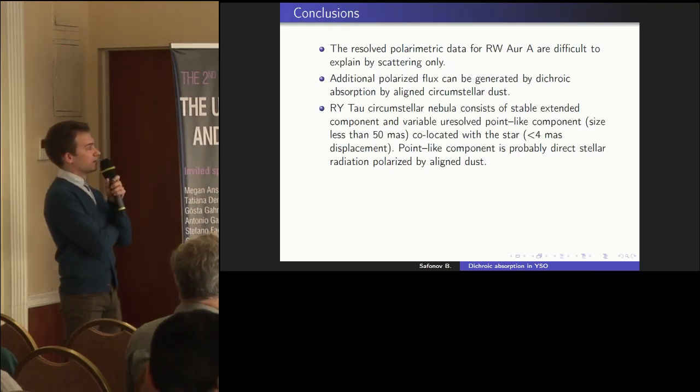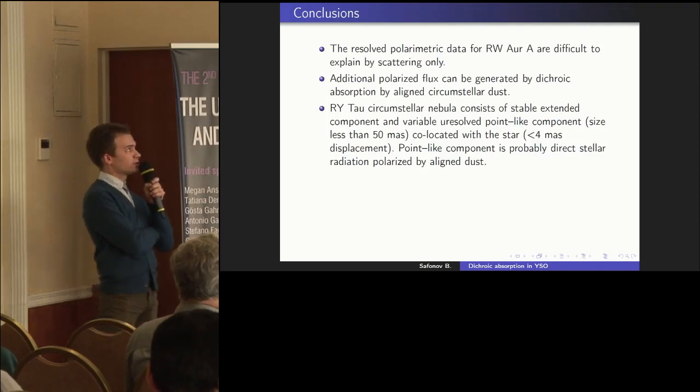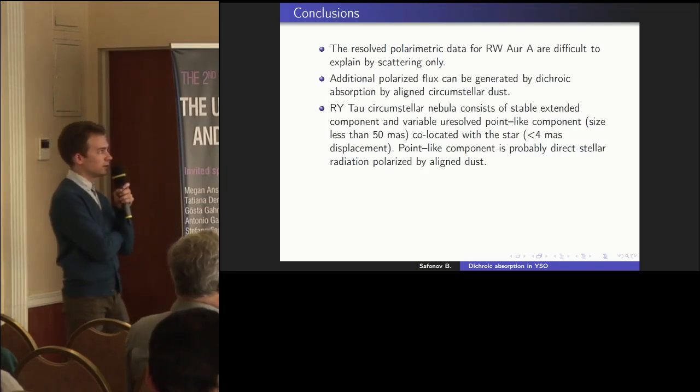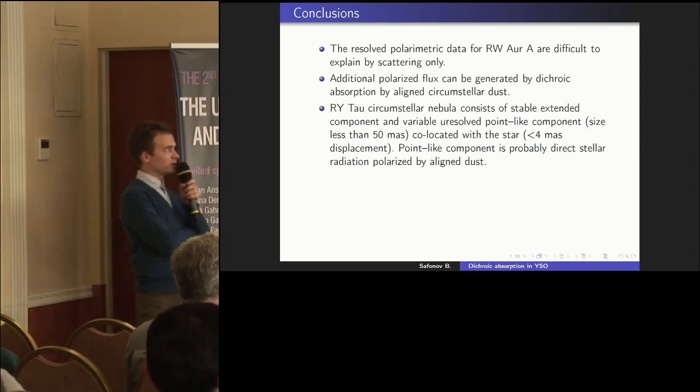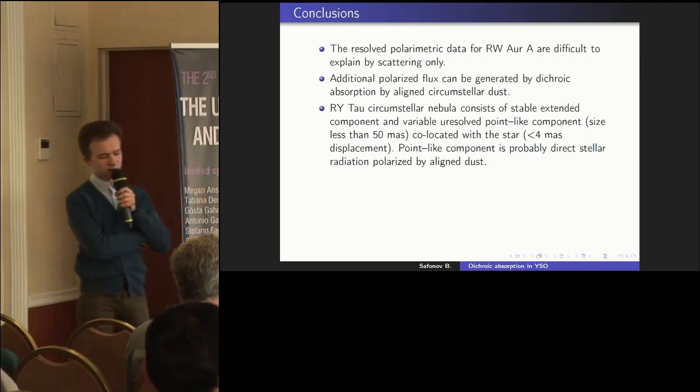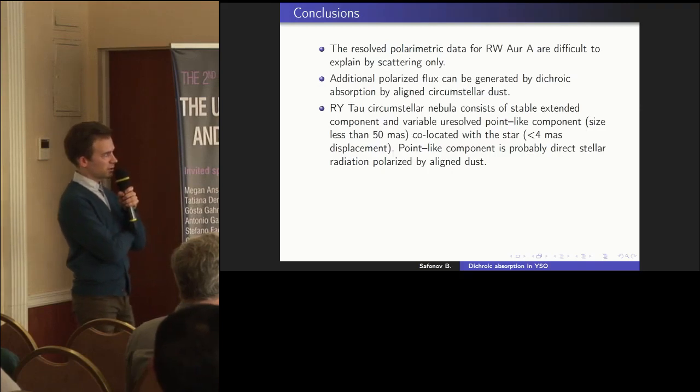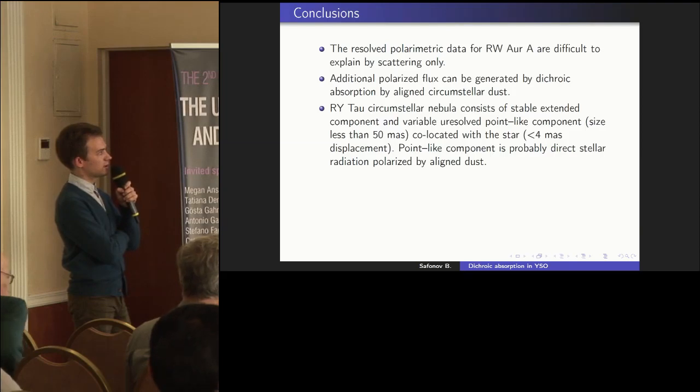And I come to conclusions. The resolved polarimetric data for WW Vul A are difficult to explain by scattering. The additional polarized flux generated by dichroic absorption would help. And in the case of RY Tauri, the circumstellar nebula consists of two components: the stable extended component and the variable unresolved point-like component, which is less than 50 milliarcseconds in size and collocated with the star.